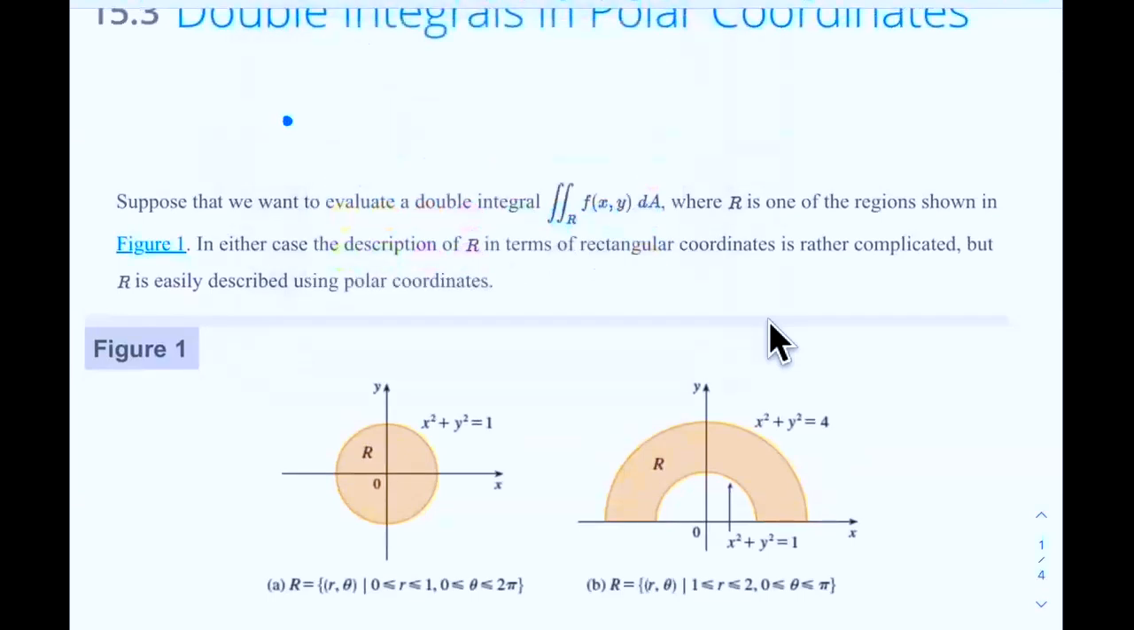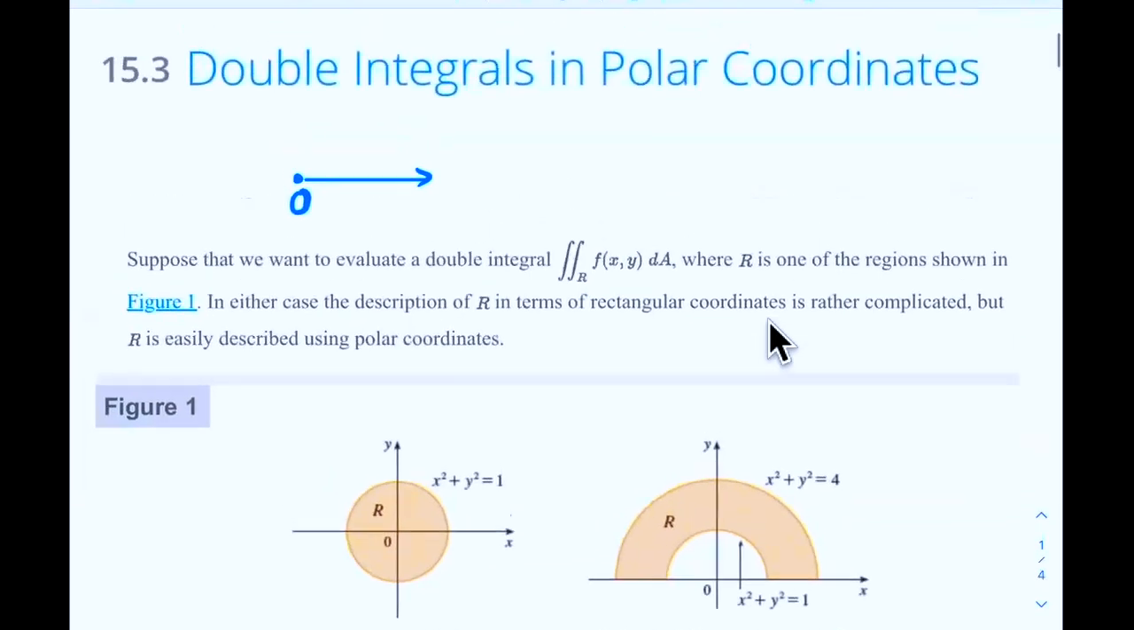Polar coordinates consist of one pole, this is the pole, and the polar axis. For any point on the plane, you get two coordinates. The first coordinate is r. The second coordinate is theta, which is this angle here. Using these two, you can locate any point on the plane.